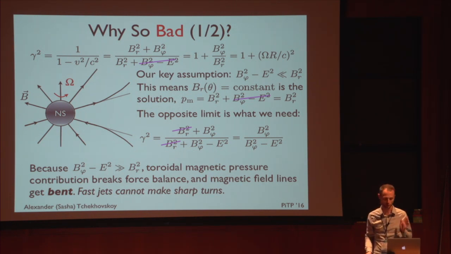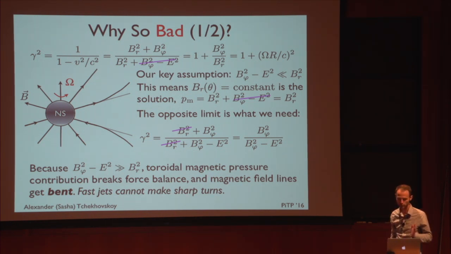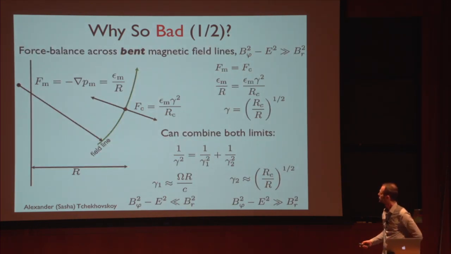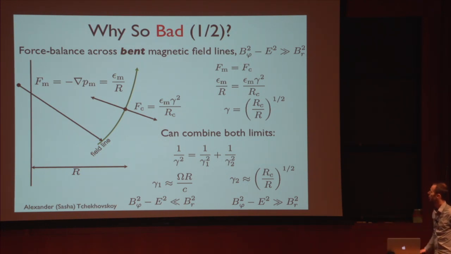So fast jets can't make sharp turns. Jets also obey laws of physics, just like driving does, except that they can move at the speed of light. So the speed limit there is the speed of light. Okay, so force balance across bent magnetic field lines.